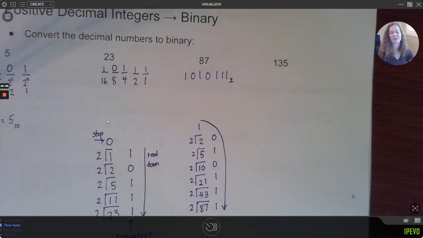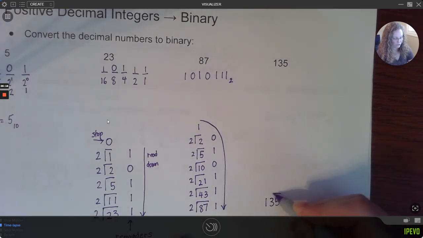Now, this again would be a great time for you to try 135 to convert it. Just stop the video, do it on your own, fast forward, and see what I get. If you get the same thing as I did, great, you can just go on. If not, then you can rewind it and see where you might have gone wrong.